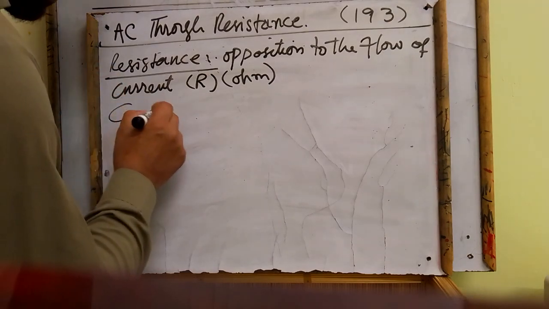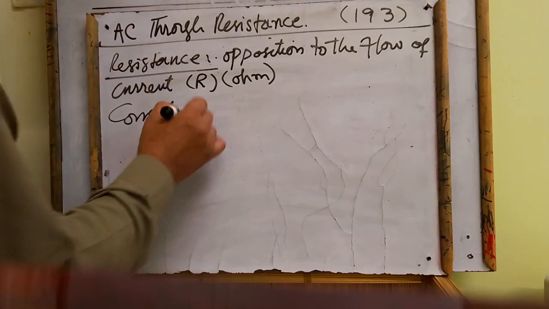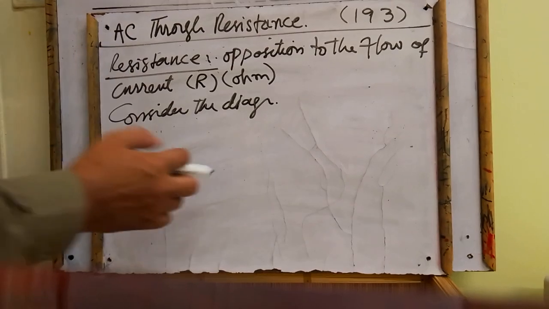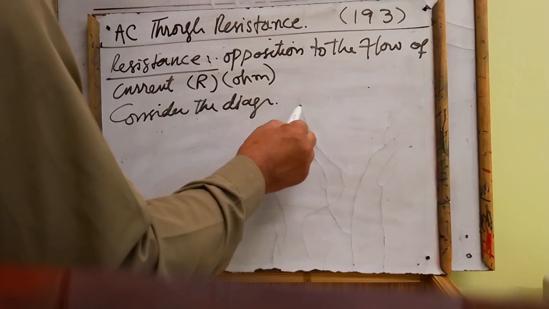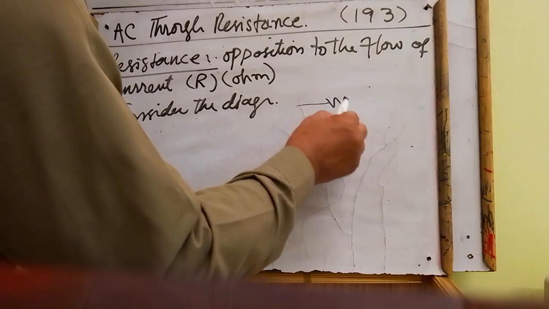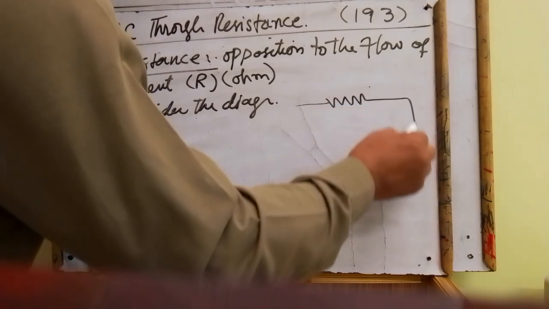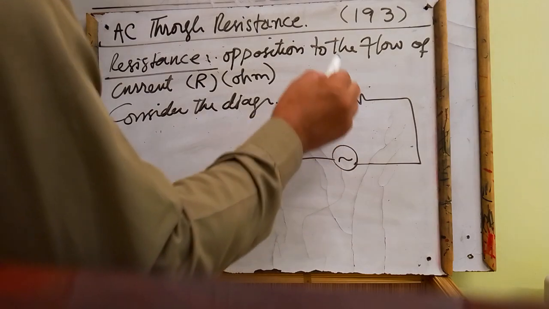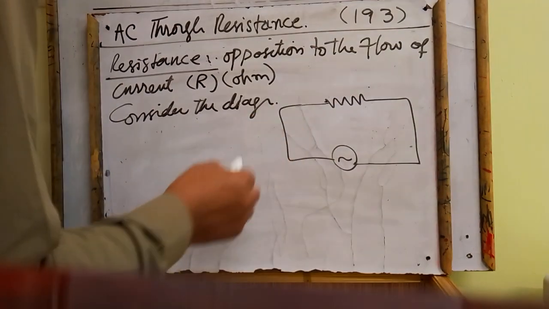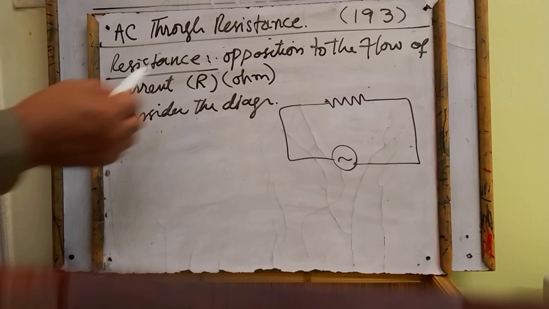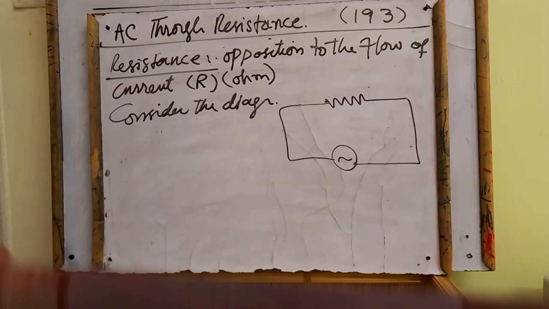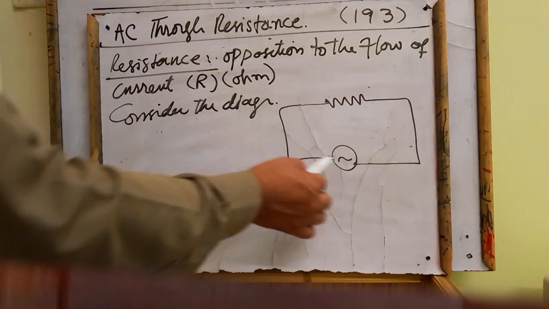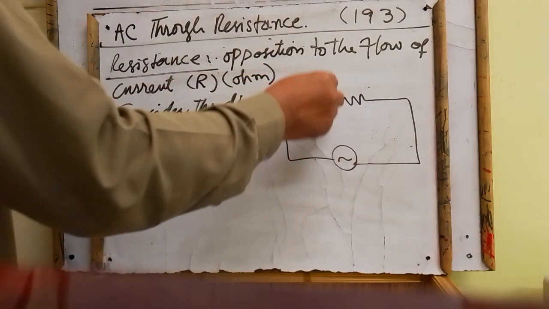Consider the diagram. The diagram is like, we have a resistor and an alternating current source like this. The property of this alternating voltage is that it changes polarity all the time, and consequently the current direction should also be changing across this resistance.